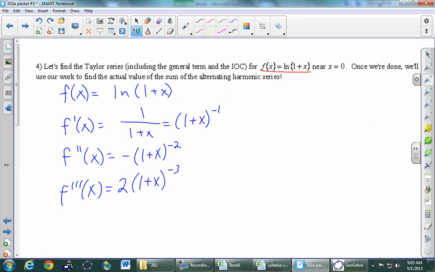You guys see the pattern? What's the next one? Negative 6. Negative 6, 1 plus x to the minus 4.